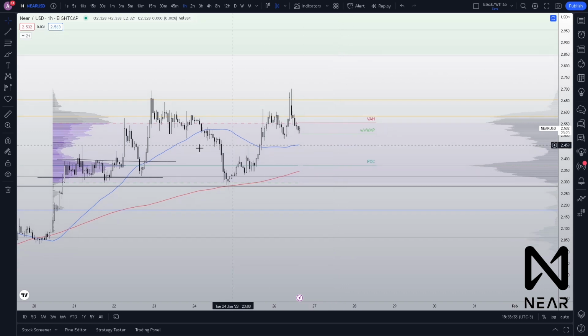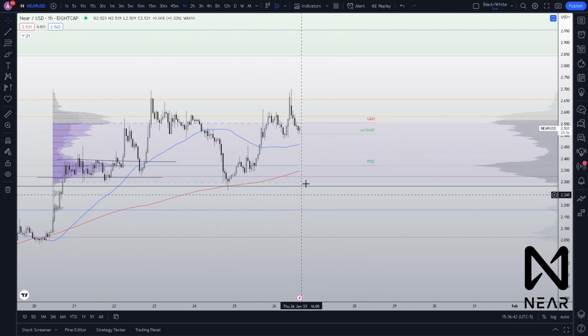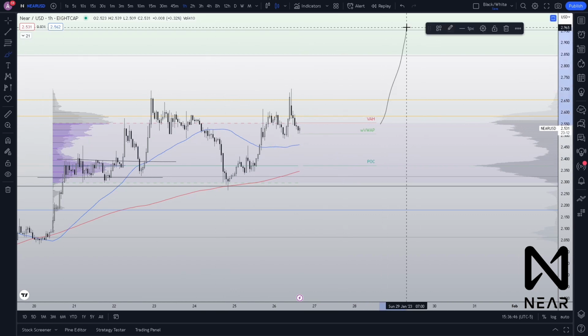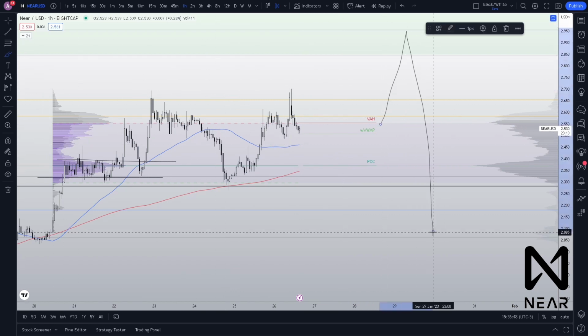So my idea here is that we'll do a little bit more ranging within this range right here, within the value areas, and we'll see some sort of manipulation, maybe a raid candle up, and then our move down.